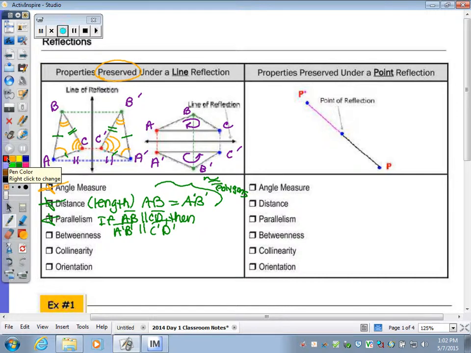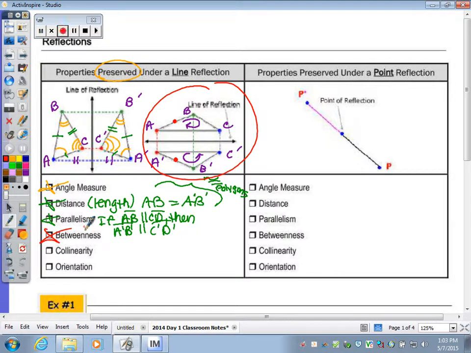Betweenness. All betweenness means is that if you have a point that's on a line segment or on your figure, whether it's in the middle or, we'll take a look at this diagram on the right. If I have a point that is the midpoint or just between 2 points, on the image it will also remain between. So if this point's between A and B, when I reflect it, it's also between the image of those 2 points. Would we agree? Yeah.